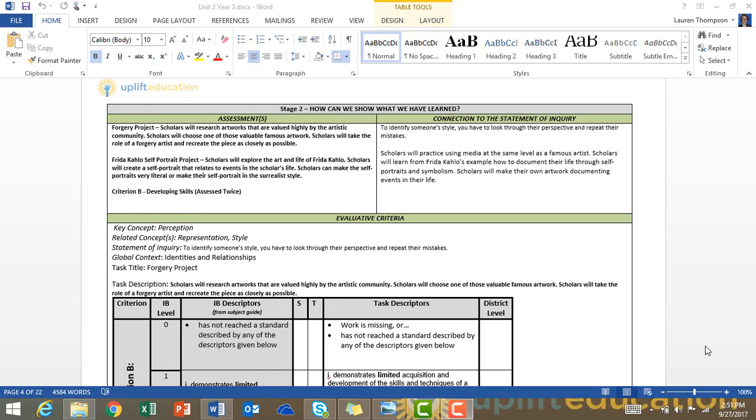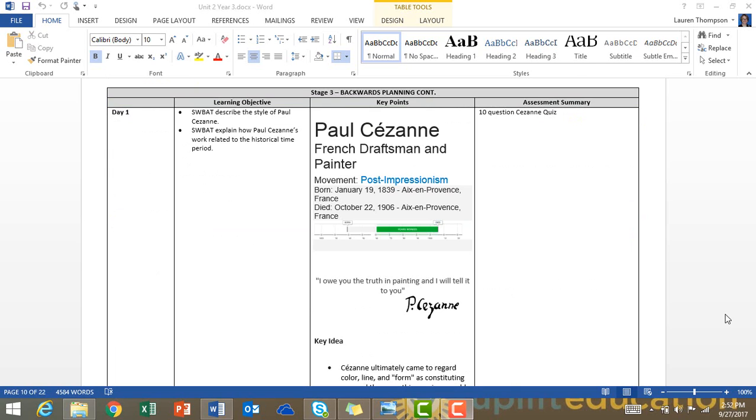The second project is a Frida Kahlo self-portrait project. You're going to study Frida Kahlo, and then students are going to draw self-portraits, and they're going to use some symbols in their self-portrait to tell stories about their life events in a surrealist type of style.